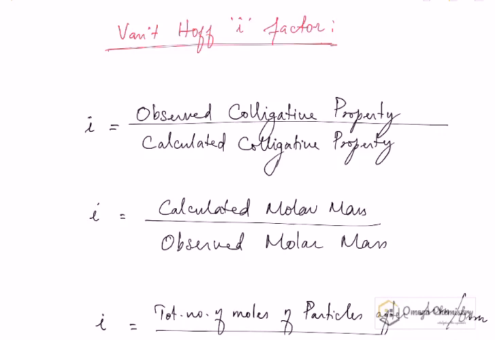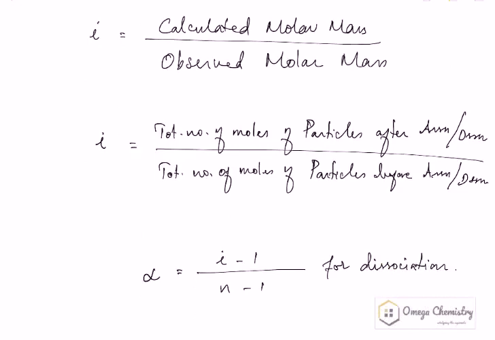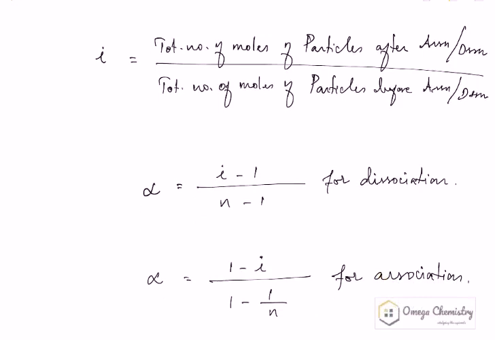i is nothing but the ratio between observed colligative property and calculated colligative property. It can also be expressed as the ratio between calculated molar mass to the observed molar mass. And i is also the total number of moles of particles after association or dissociation, and total number of moles of particles before association or dissociation. For dissociation, alpha will be expressed as (i minus 1) by (n minus 1), where alpha is the degree of dissociation, right? Degree of dissociation.